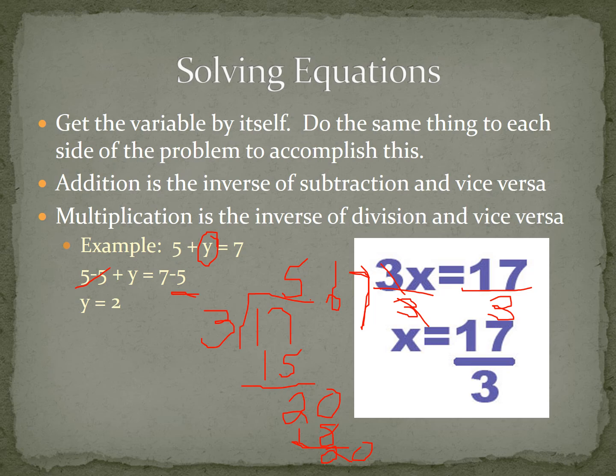We have to do the same thing over here. Okay, so x equals 17 over 3. And if we were to work that out, let's say we want to work that out just for giggles.